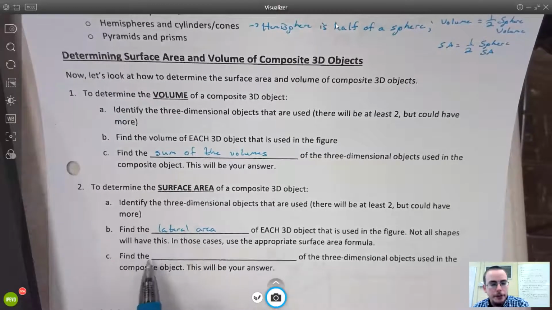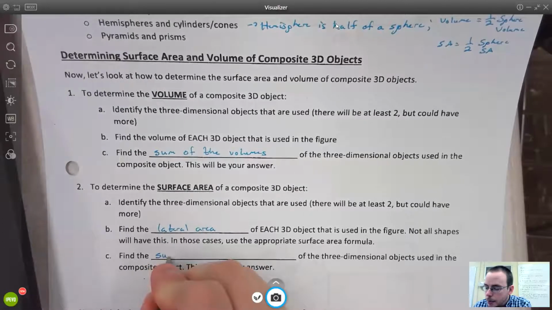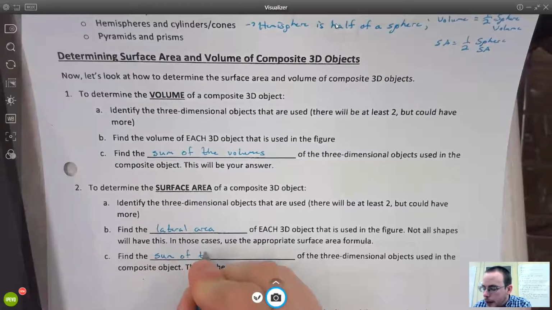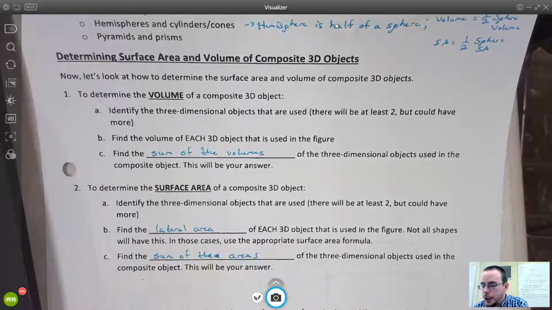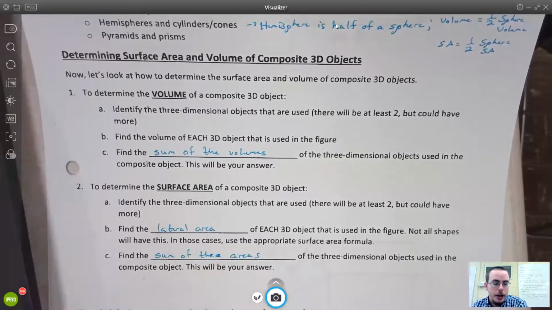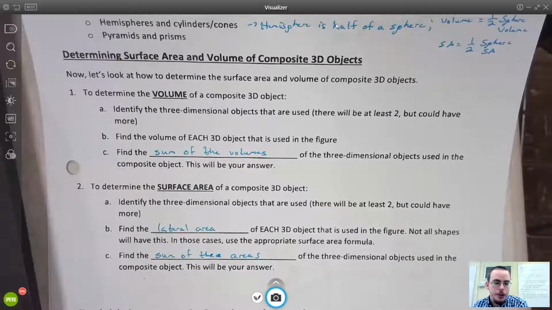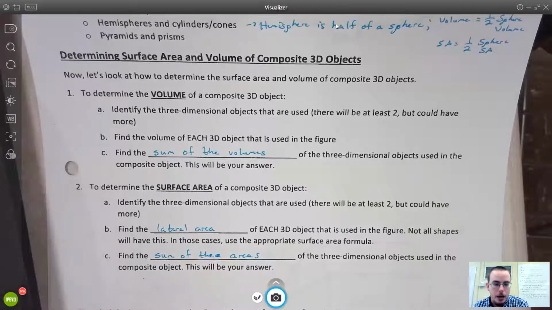Then of course, when you want to find the total surface area, you find the sum of the areas of the three-dimensional objects used in the composite object. This will be your answer. So if you have a lateral area of a cone and a lateral area of a cylinder, and you have those two shapes together, you would add them up.